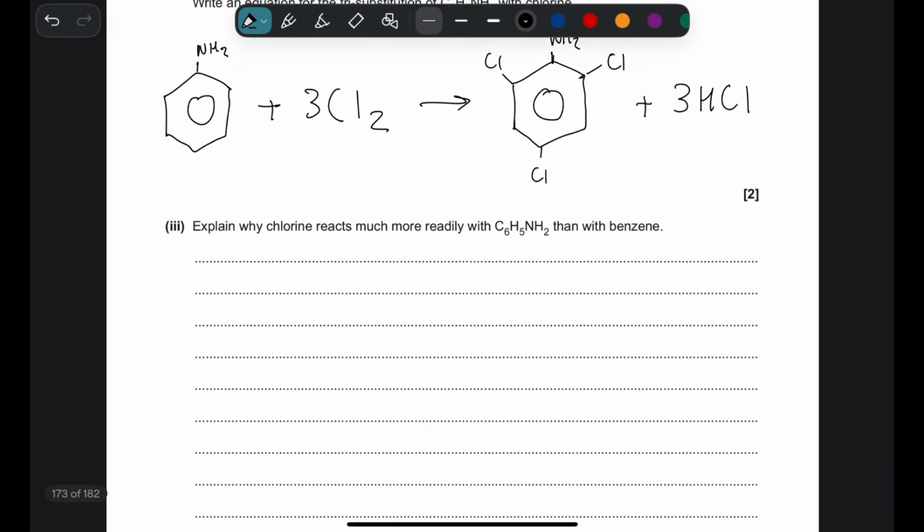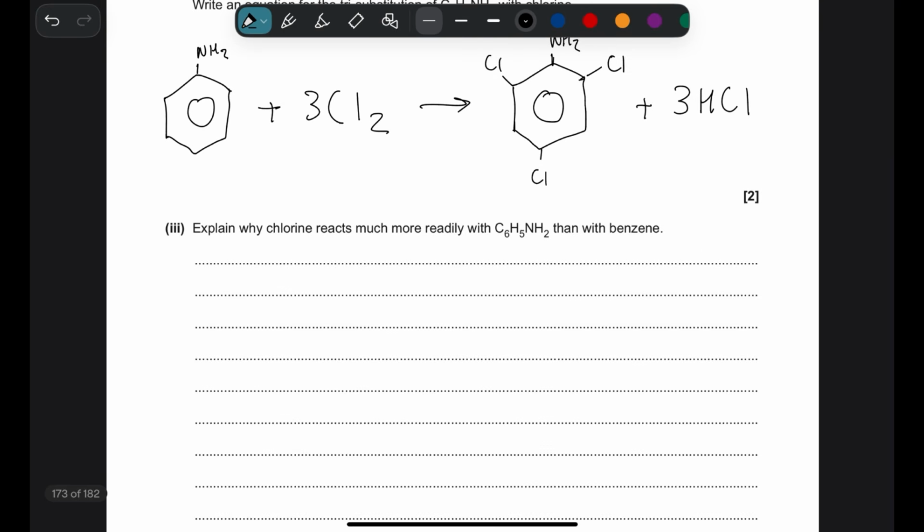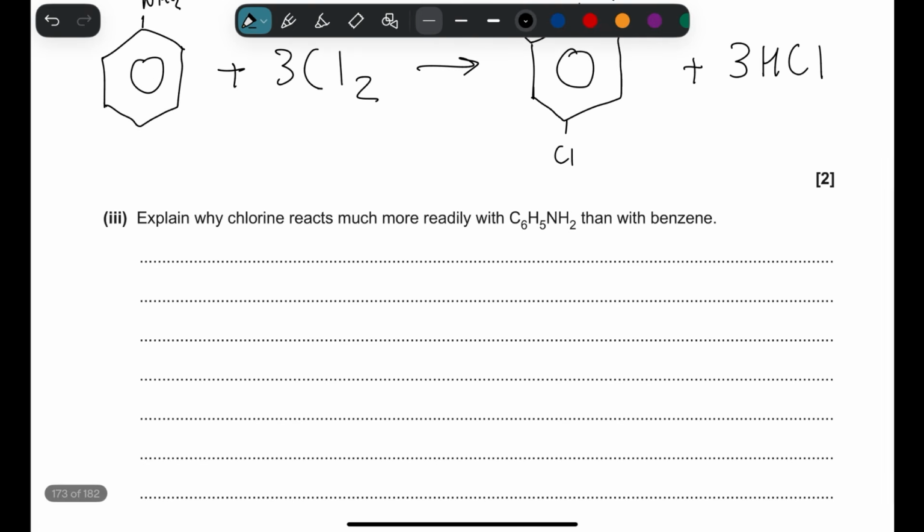Cool. Now, why does chlorine react much more readily with phenylamine than with benzene? Well, this is a very similar explanation to phenol, which you should know. So in terms of phenol, and the same thing with phenylamine, our major group, the oxygen or the nitrogen, has a lone pair. So the lone pair on nitrogen is donated into the delocalized system. We can call it a pi system or delocalized system, whatever you want to say.